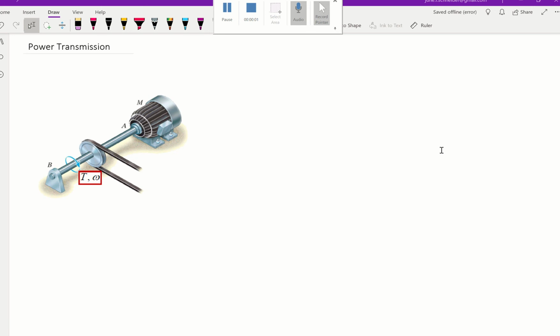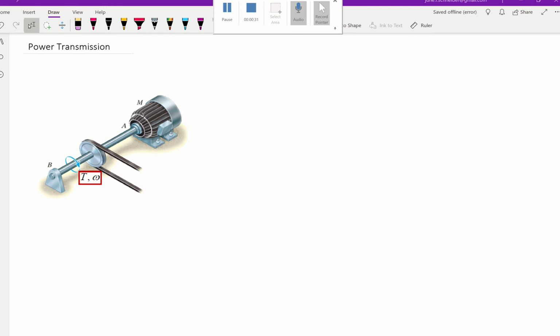Hi, this video is about power transmission. Often you see the shaft here, AB, used to transmit power. For example, here AB is connected to a motor. So the motor provides power here. Shaft AB is going to rotate at some angular velocity omega. Also, the AB shaft is going to have a torque applied to it due to this motor.